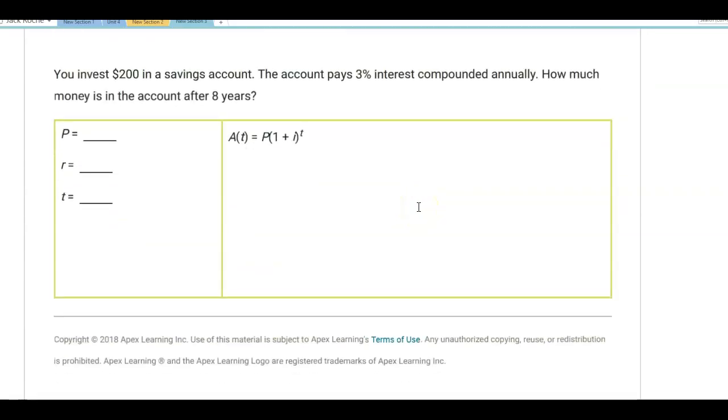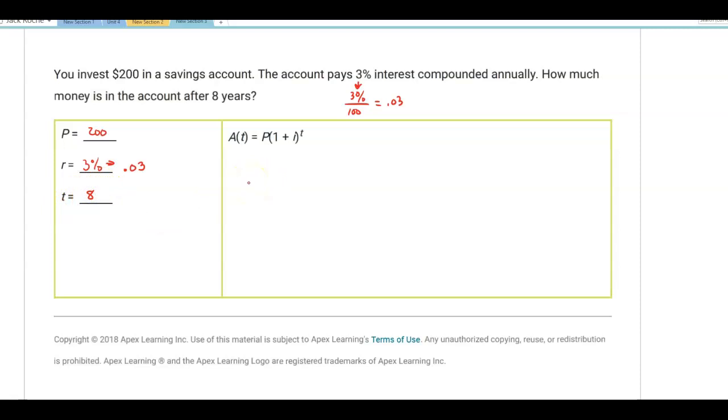So here it says, you invest $200 in a savings account that pays 3% interest compounded annually, meaning each year it compounds, you earn interest each year, and then that money grows. How much money is in the account after 8 years? Well, what's our principal or starting amount? That would be $200. Our rate is 3%, but in the formula we use 0.03. To change a percent to a decimal, we divide by 100, and you get 0.03. The time in this case is 8 years.